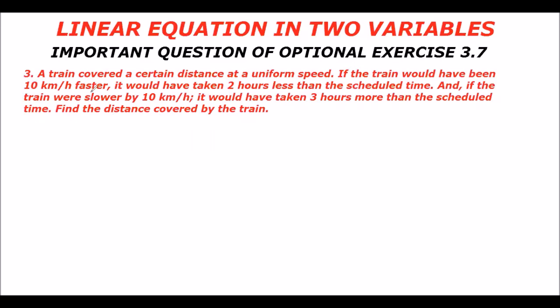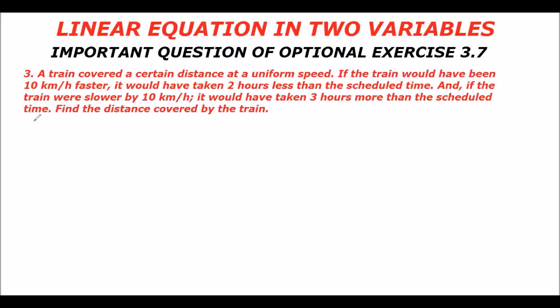as y hours. So a train covered a certain distance at a uniform speed. If the train would have been 10 kilometer per hour faster, it would have taken 2 hours less than the scheduled time. And if the train was slower by 10 kilometer per hour, it would have taken 3 hours more than the scheduled time. Find the distance covered by the train.